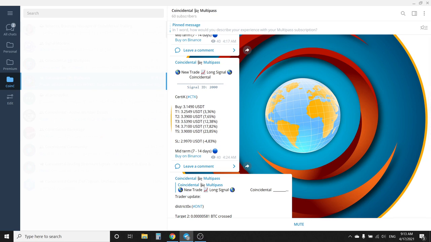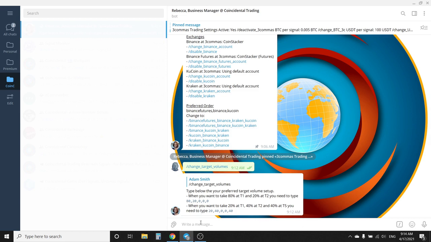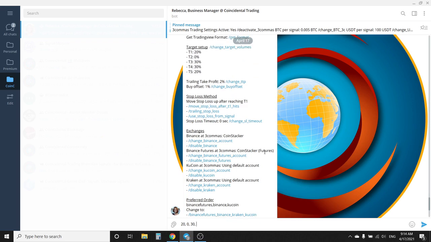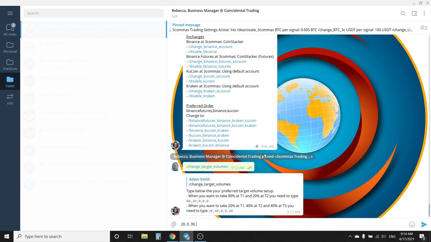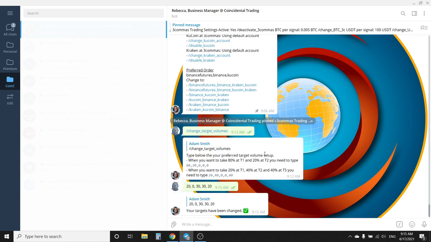So let's go back to Rebecca. How this is set up is basically just in order: the first one is target price 1, target 2, target 3, target 4, target 5. My setup was 20, comma, that's target price 1, target price 2, I don't take anything, target price 3, I take 30, I think. Let's check that out. 30, yep. Target price 4, I take 30, target price 5, I take 20.